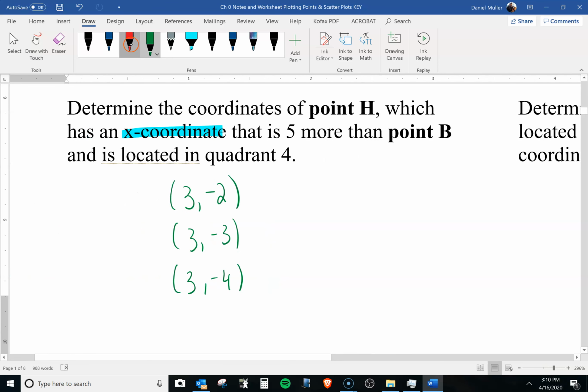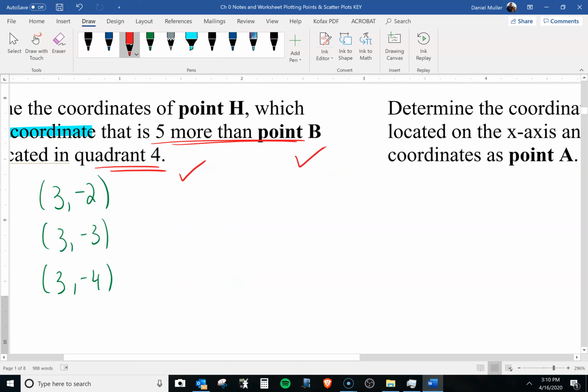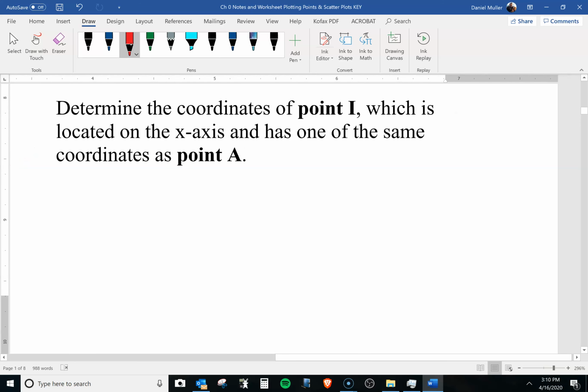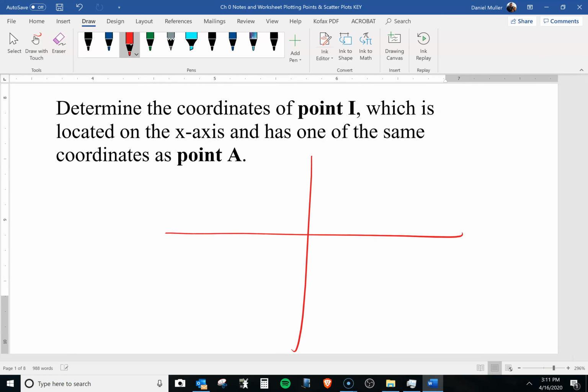And all of these points would be in quadrant 4, so we got that. And all of these points would be 5 more than point B. And so we satisfied both of those. Now we need to determine a point I, which is located on the x-axis. So on our graph, remember that this is the y-axis, this is the x, so it has to be somewhere here on the x-axis, and has to have one of the same coordinates as point A.